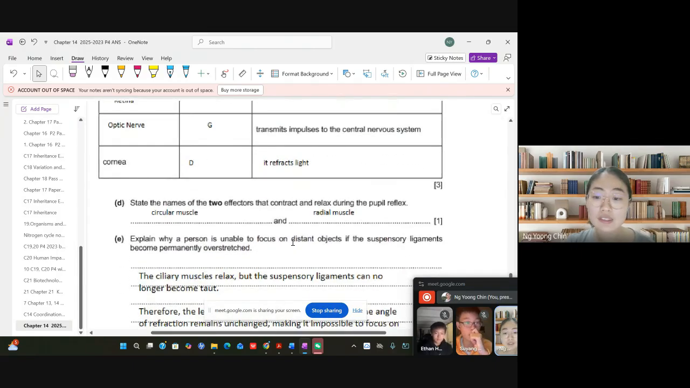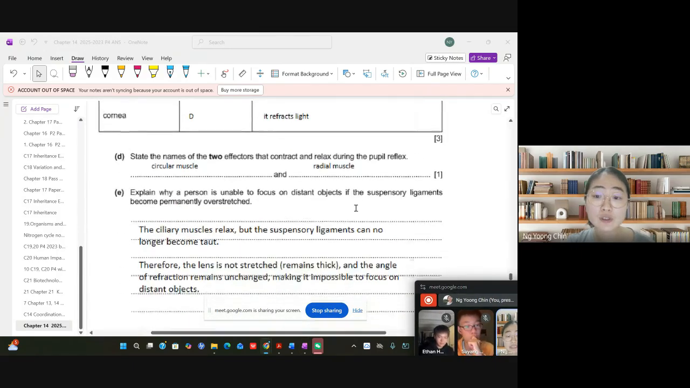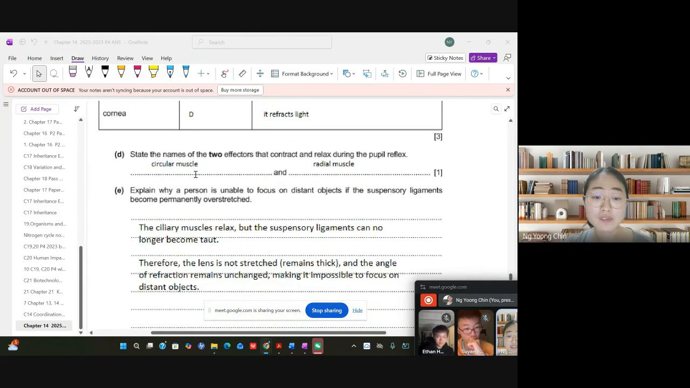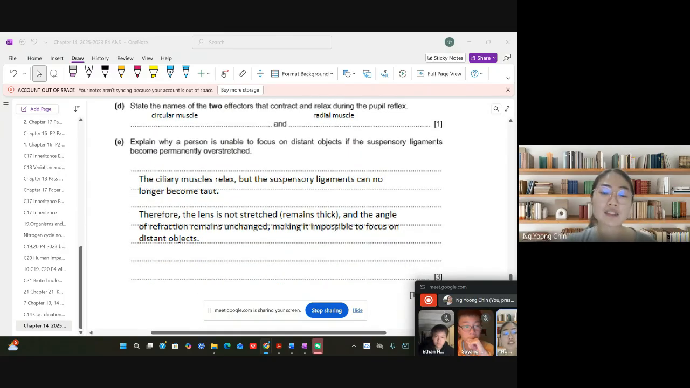Yeah, so the name of 2 effectors, they can contract and relax during the pupil reflex. So circular muscle and the radial muscle. Okay, so 你要很清楚啊 okay? The pupil reflex is belong to the circular muscle and the radial muscle. But just now we talk about lens accommodations. The lens accommodation, right? We talk about what? Suspension ligaments and the ciliary muscle. Don't confuse it. Okay, 不要搞混。不一样的这个方向啊，一个是 pupil reflex, right? 一个是 lens 的这个 thickness adjustment.